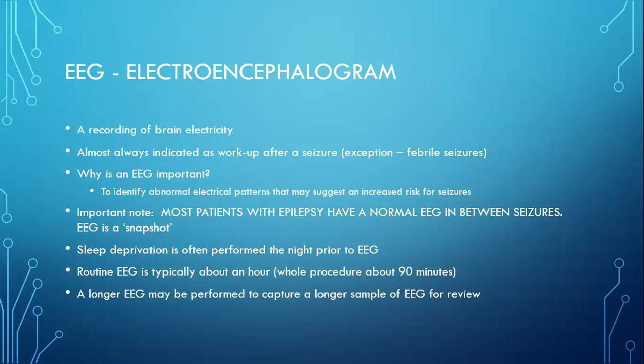So routine EEG is usually about an hour long. The patient has to have the electrodes applied. So all in all, the whole procedure takes about 90 minutes. A longer EEG sometimes is recommended to capture a longer sample of EEG. So if you think about what I was saying about it being a snapshot, sometimes it's useful to look for a longer period of time, particularly if a short EEG looks okay and the suspicion is pretty high. Sometimes we do a longer EEG to get a better sample or a longer sample.